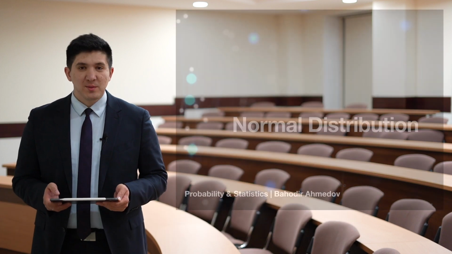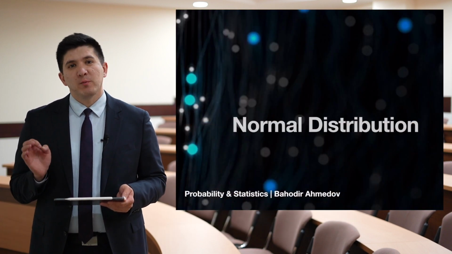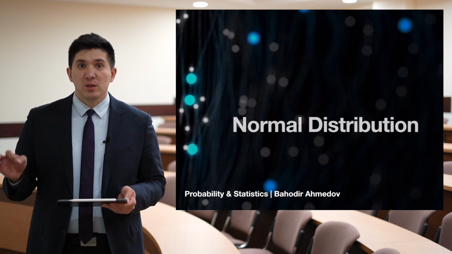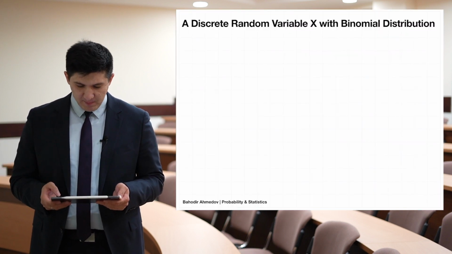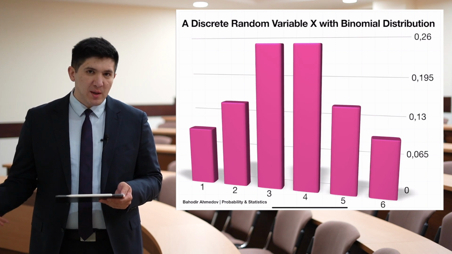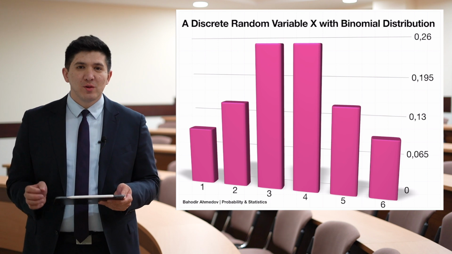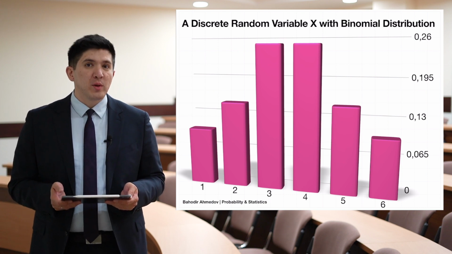Today we're going to discuss the normal distributions, and how to calculate the probabilities associated with the normal distributions. So I would like to show you a couple of examples of the discrete version of the normal distribution, the so-called binomial distribution.